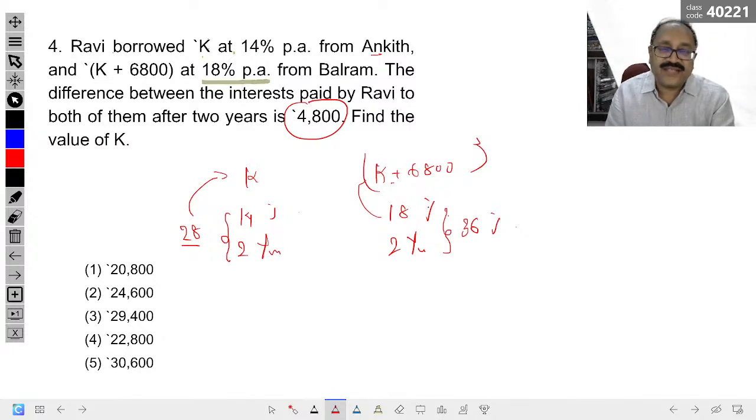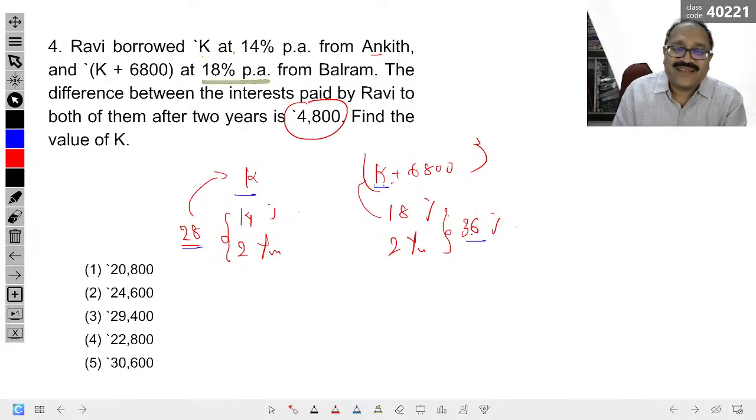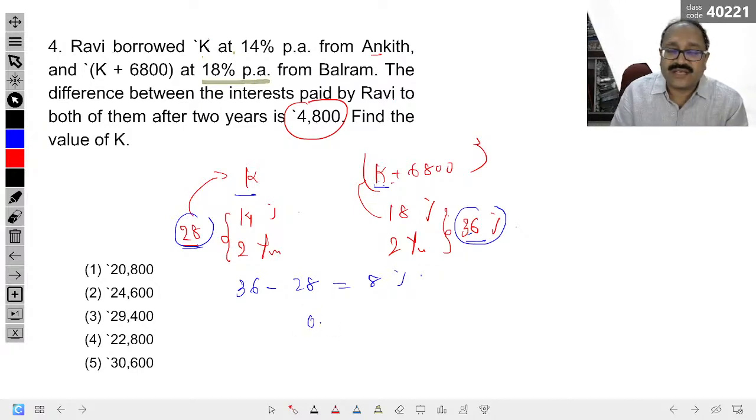So what will be the difference? The difference will be, look at this one here. Here 36% of K, here 28% of K. How much here it is extra? This is 28 and this is 36. 36 minus 28 is 8%. So 8% of K is extra. So 8% of K is nothing but 0.08 of K. And how much more? Then 36% of 6,800, because here 6,800 is not there.